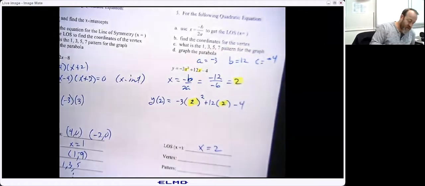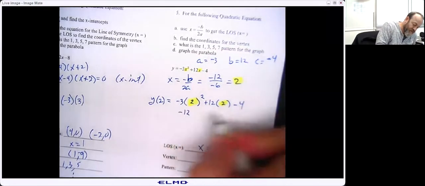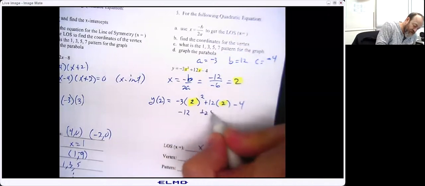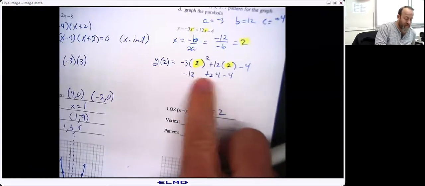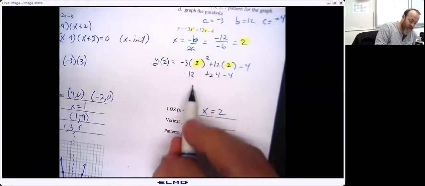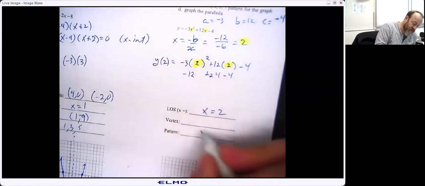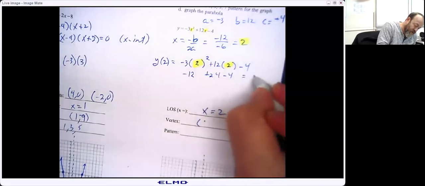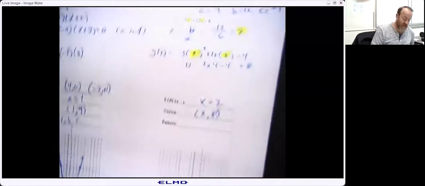And so as such, order of operations says square first and then multiply. And you should recall that something nice is happening. Remember that little 2-to-1 ratio I have right here. So negative 12 plus 24 is 12, and 12 minus 4 is 8. So when I plugged in the number 2, what I got out of the equation was 8.